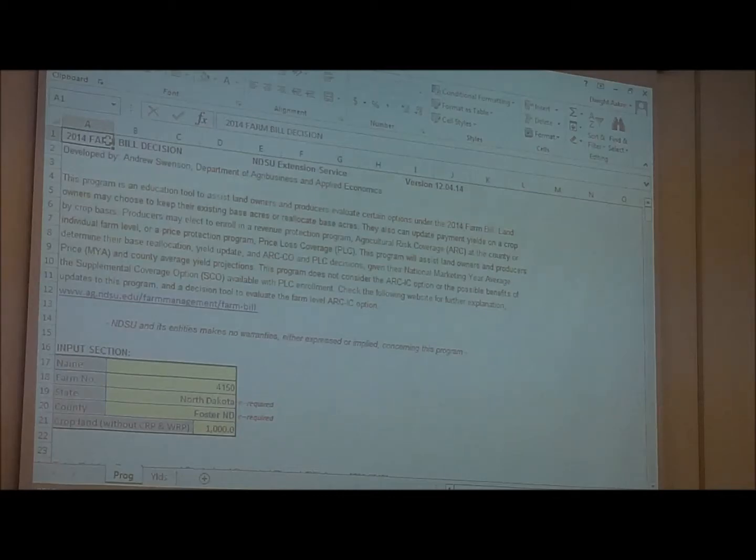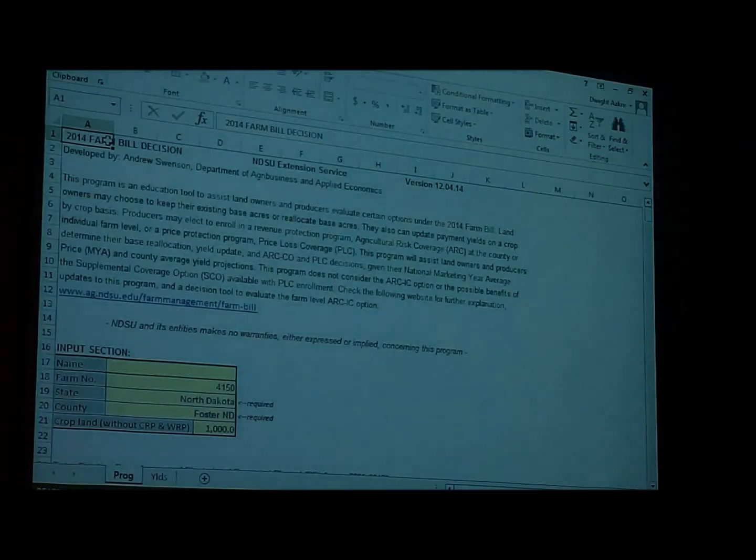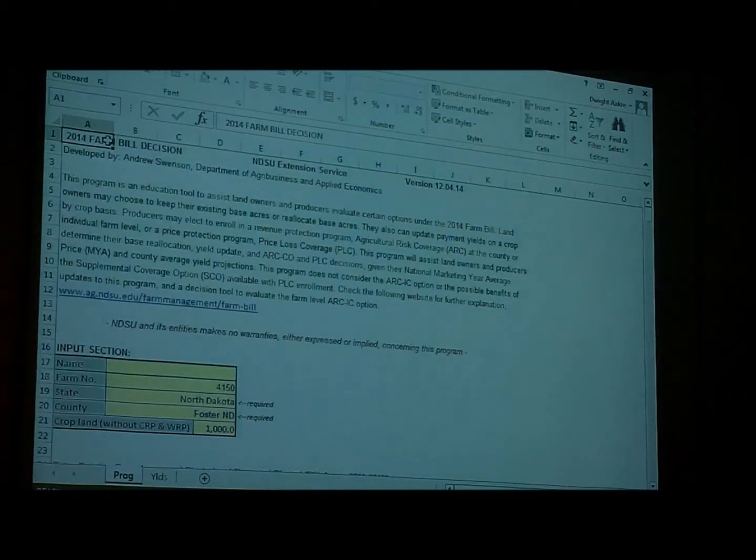It looks at yield update, base reallocation, ARC county, and PLC, and that's all it looks at. It doesn't look at SCO, it doesn't look at ARC individual, it doesn't include the dairy program, the MPP program, and everything else. I think there's a NAP buyout that's in some of those others. So this is a simple one. Andy has put these spreadsheets together for a number of farm bills. He's very good at shrinking it down to really the key issues that we need to use to make the determination. And so I'd certainly encourage you to use it.